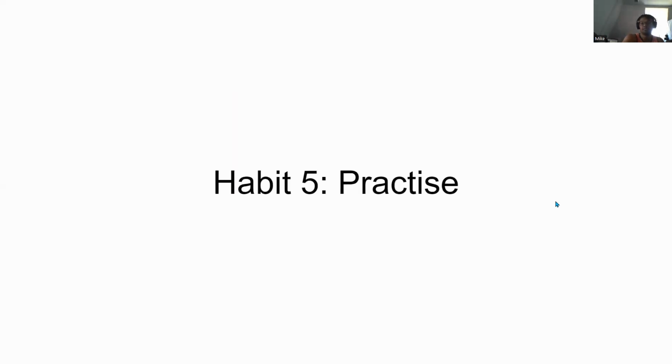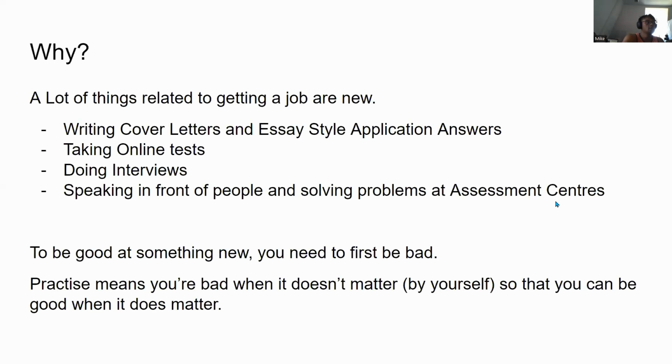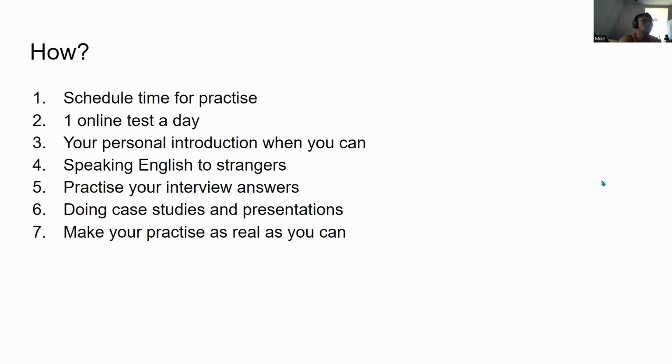Habit number 5, practice. A lot of things related to getting a job are new: writing cover letters, writing essay style application answers, taking online tests, doing interviews, speaking in front of people and solving problems at assessment centers. To be good at something new, you need to first be bad. Practice means you're bad when it doesn't matter, by yourself, so that you can be good when it does matter, when you're being assessed.